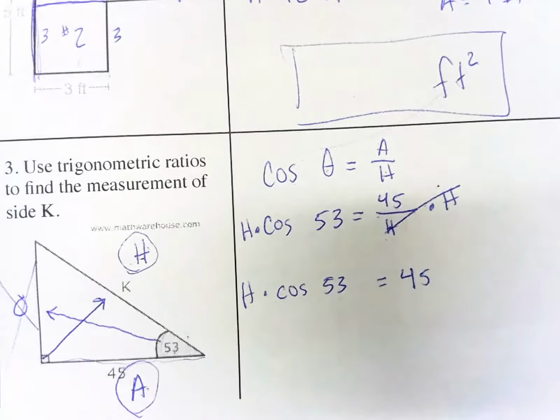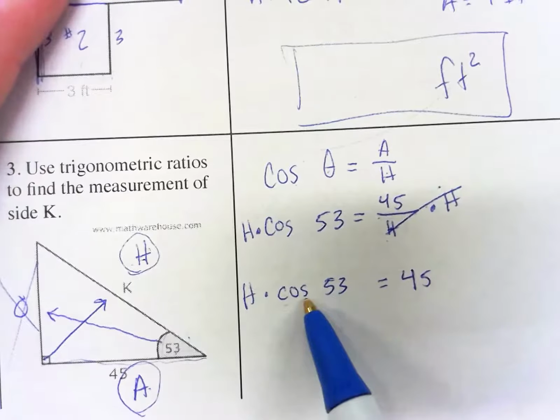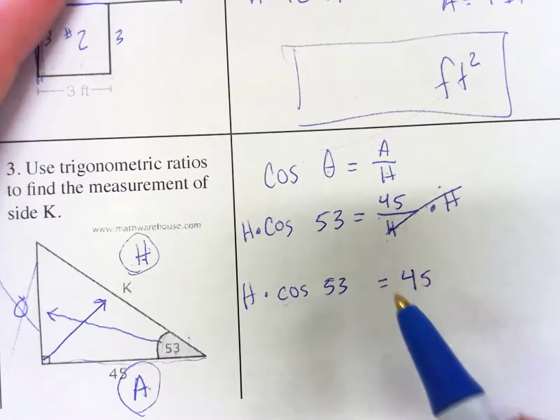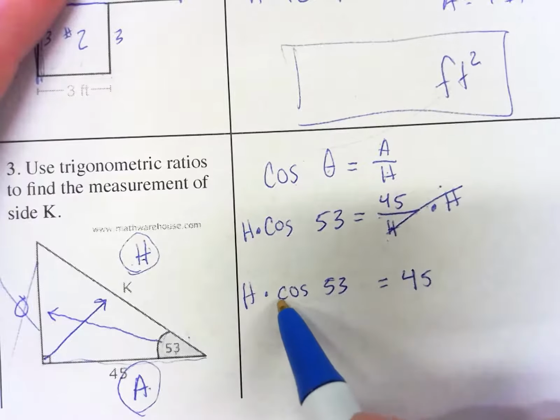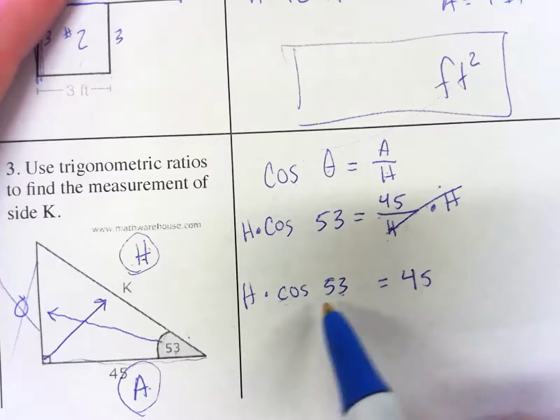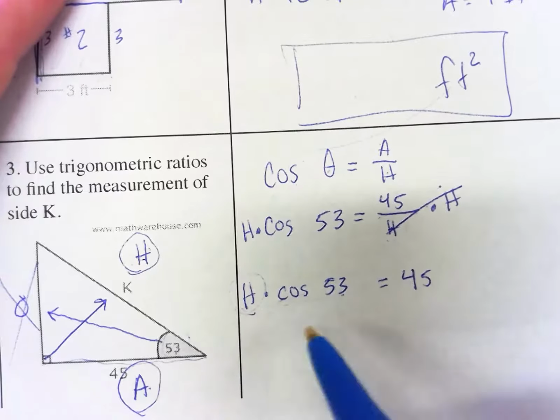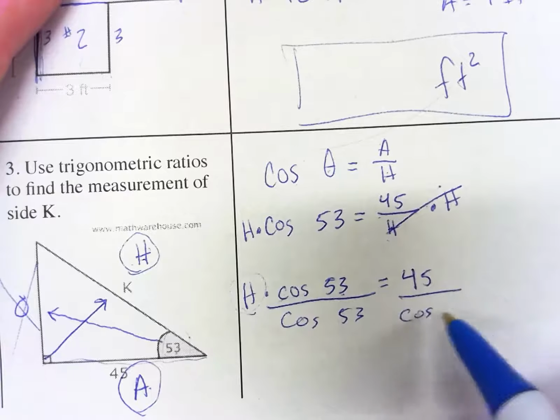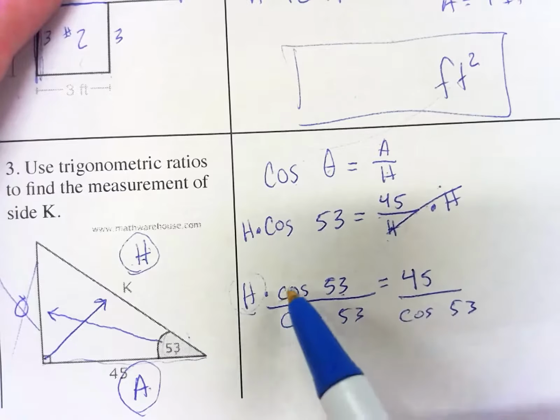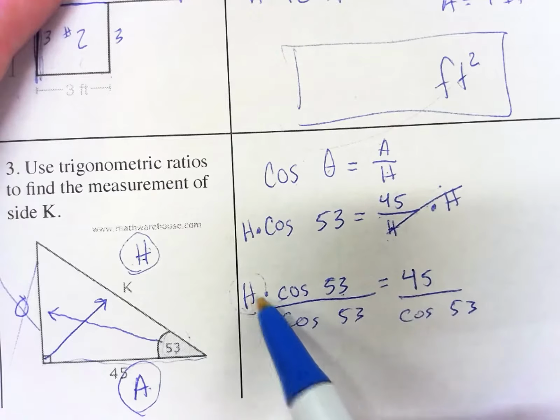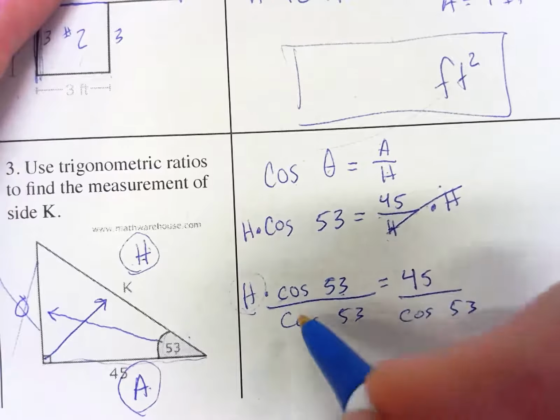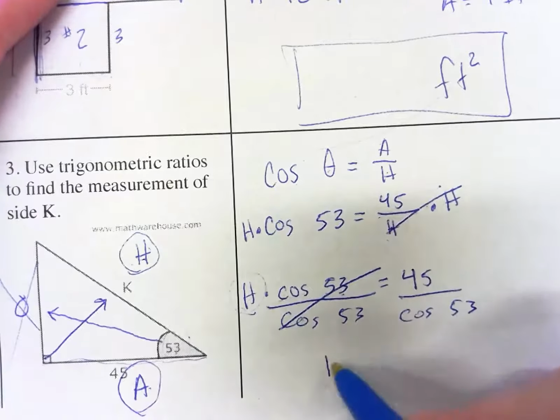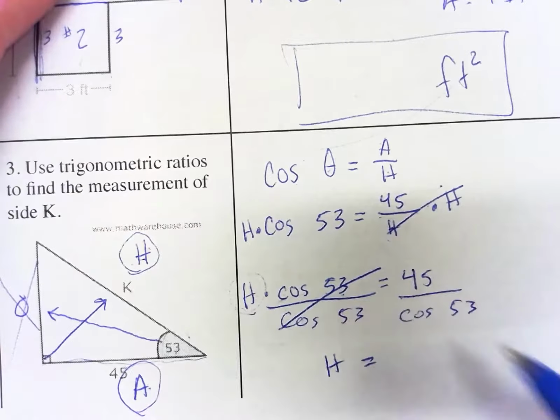And we're going to treat cosine 53 as one term right here. So we don't divide by cosine, or we don't divide by 53. We divide by the whole thing to get h by itself. So I'm going to divide by cosine 53, divide by cosine 53. My multiplying over here by cosine 53 and my dividing are going to cancel out. So this all cancels out, and I'm left with h equals 45 divided by the cosine of 53.